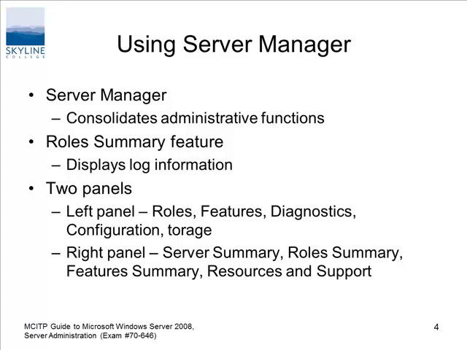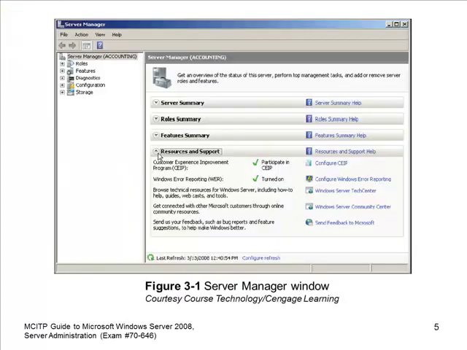Left panel: roles, the features and the diagnostics. The right panel: server summary, and you'll see that as you go through the labs. Take a look at that. This is a handy function of what goes on these things. We have roles and features. If something doesn't show, a role is like a major component of whatever we're going to do.